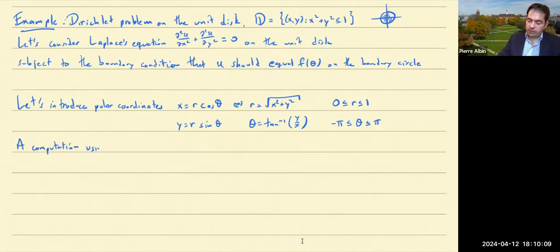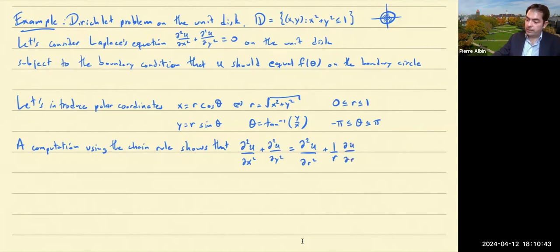A computation using the chain rule, very similar to what we did for the wave equation last time, shows that the Laplacian, so this d squared u by dx squared plus d squared u by dy squared, if you write that in polar coordinates, you get two derivatives with respect to r plus 1 over r times one derivative with respect to r plus 1 over r squared times two derivatives with respect to theta. And then we want to set that equal to 0.